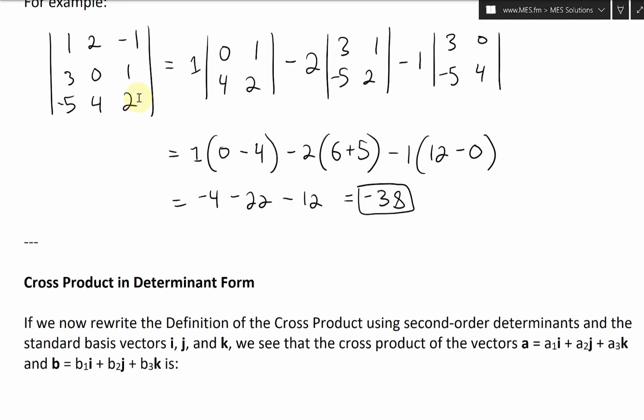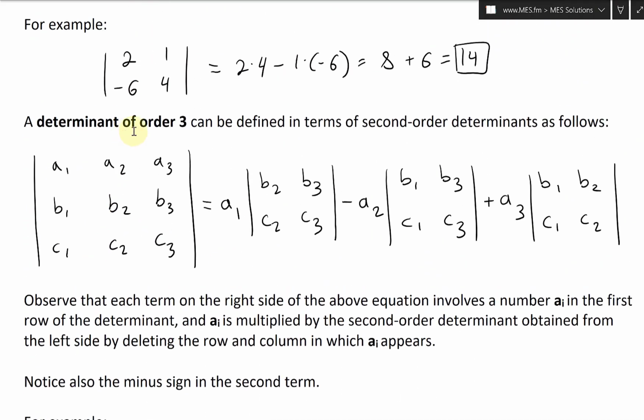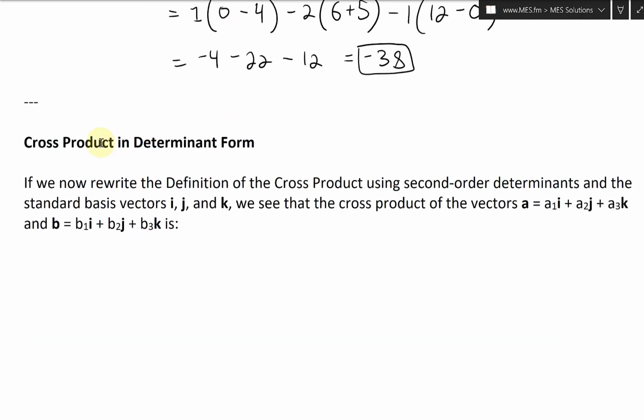Alright, so now that we've got over this determinant of order 3, now we're going to look at the cross product and write it in that determinant form. So now if we rewrite the definition of the cross product using second order determinants and the standard basis vectors i, j, and k, remember these are the vectors in the x, y, and z direction, and these are all of unit length, in other words length 1. So we see that the cross product of the vector a, with the terms a1i plus a2j plus a3k, and b vector, which equals b1i plus b2j plus b3k.